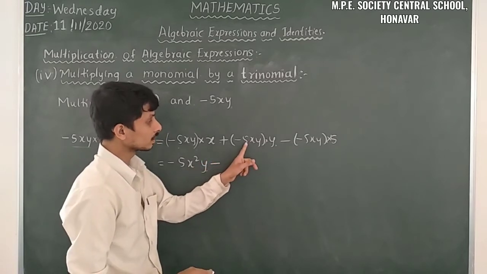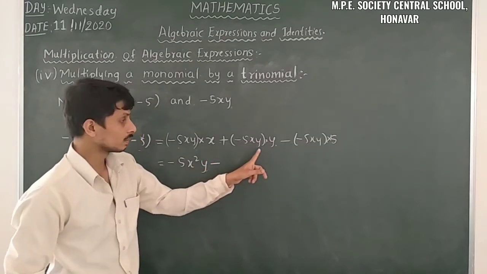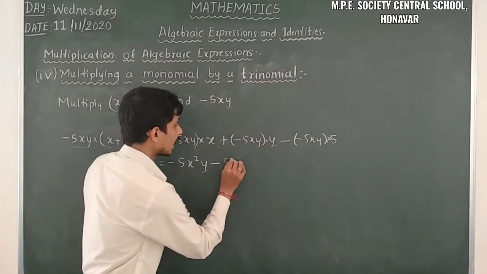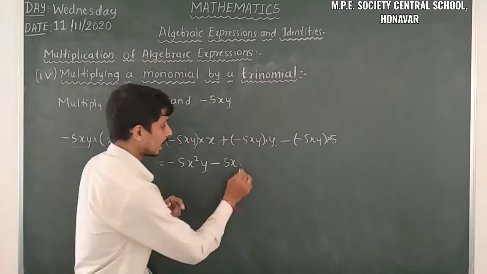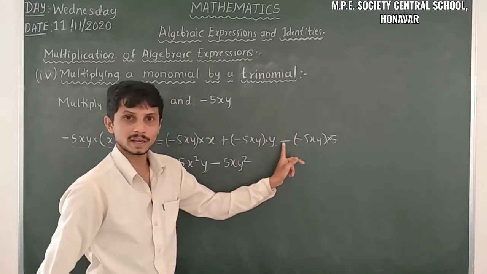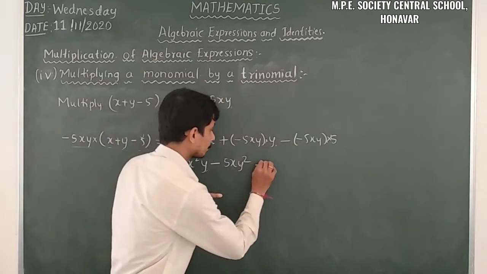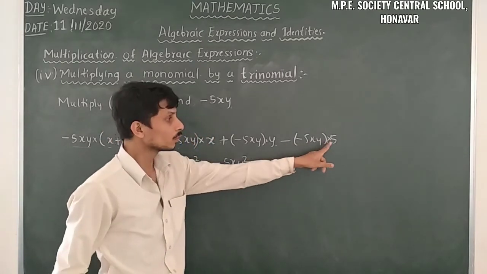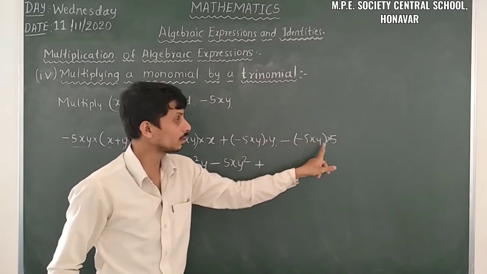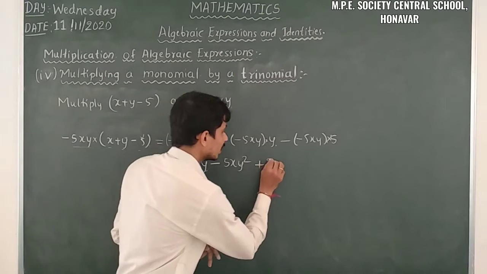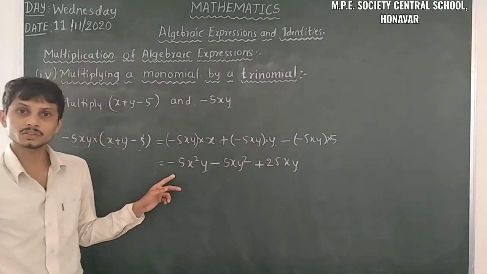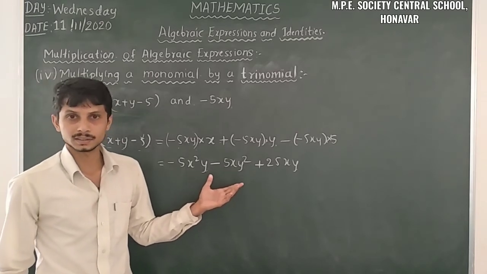Then here minus 5xy into y. Here we have to multiply with y, y into y is y square. That is 5x as it is, and we have y square. Then just observe minus into minus, minus into minus is plus. So we have 5, that means a constant term. We have to multiply 5 and 5, 5 into 5 is 25, and xy remains as it is. So this is our required result.